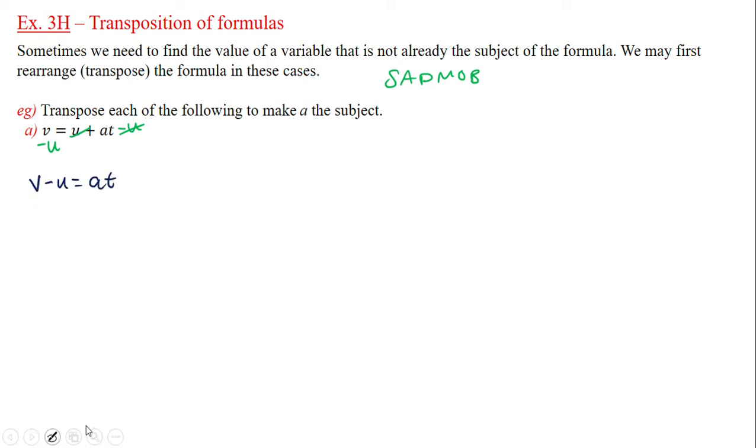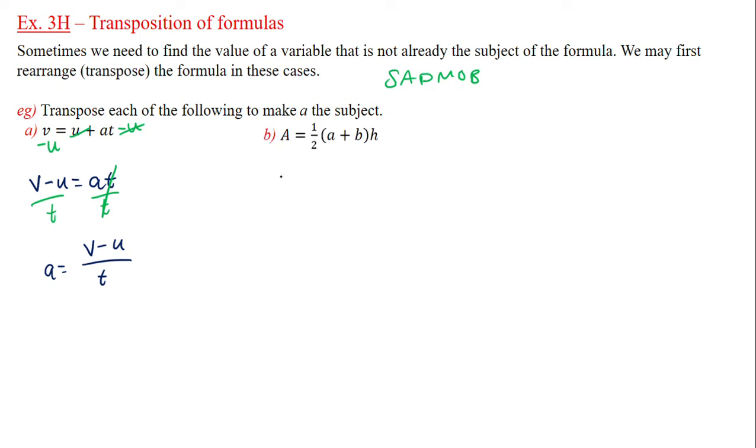And then to get A on its own, we need to divide both sides by T. That therefore cancels out this T, and our final equation is A equals V minus U over T. So if you were a physics student and you needed to calculate the acceleration often, it might be handy to have this equation rearranged for V or U or A or T, depending on what it is that you need to solve.